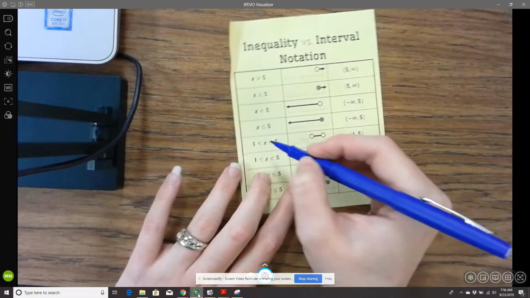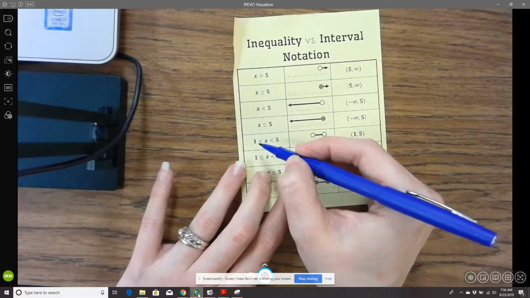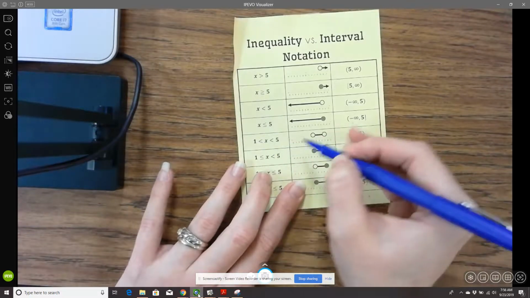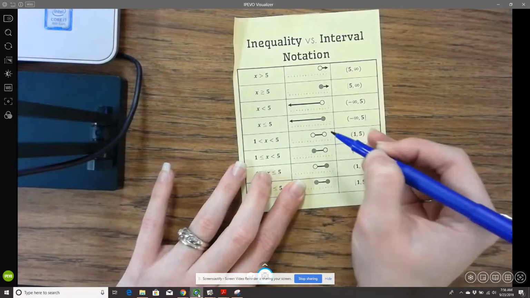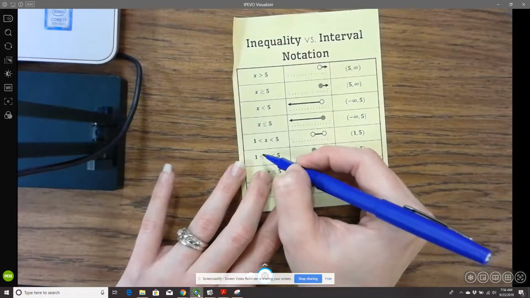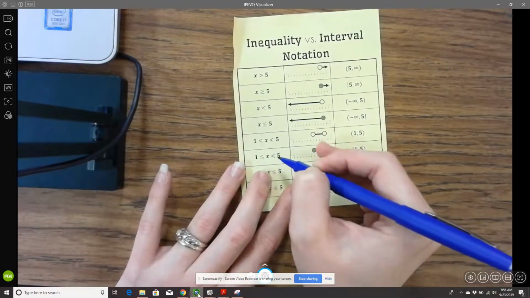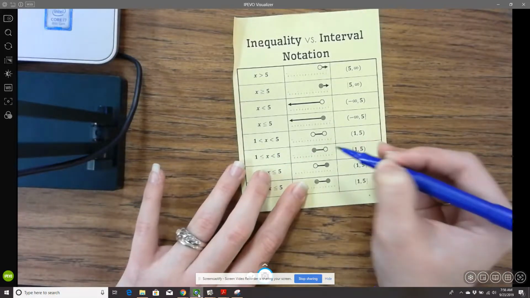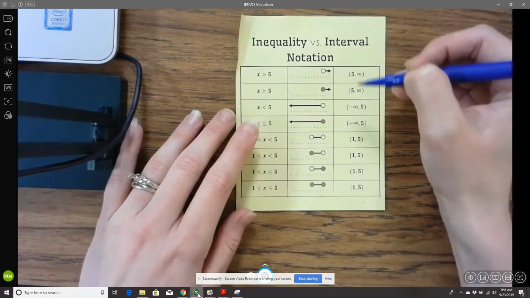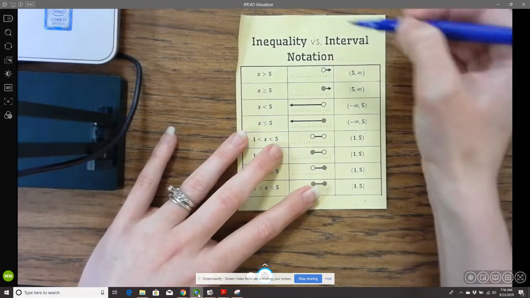And then sometimes we have situations like this where X is going to be greater than 1, but less than 5, so we would use two open circles. Or X is greater than or equal to 1, but less than 5, so you would use a closed and open. But today, we're going to write things in interval notation.